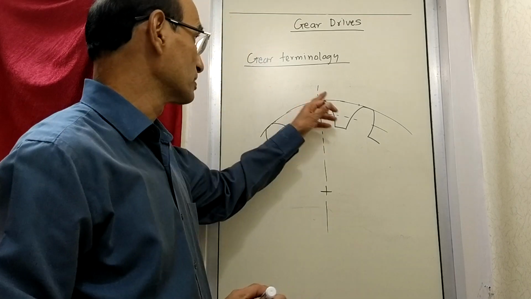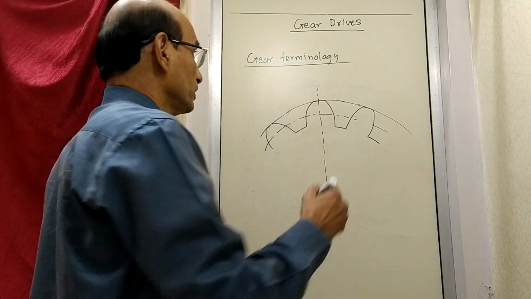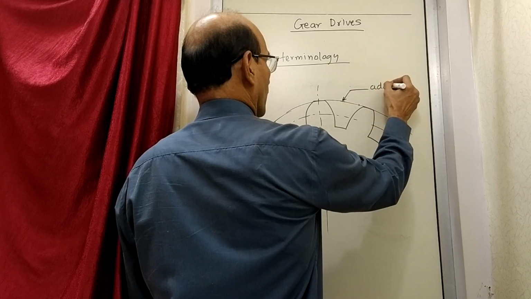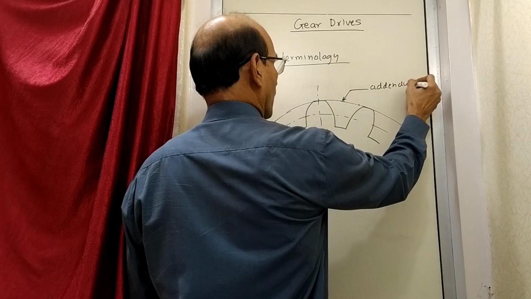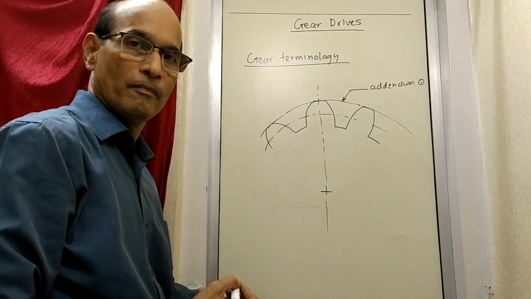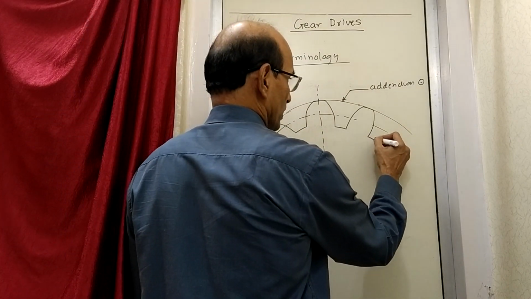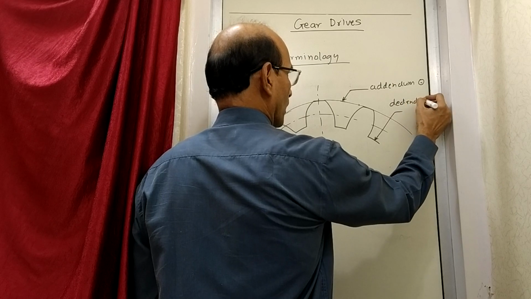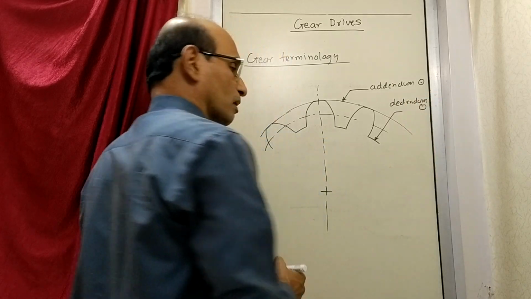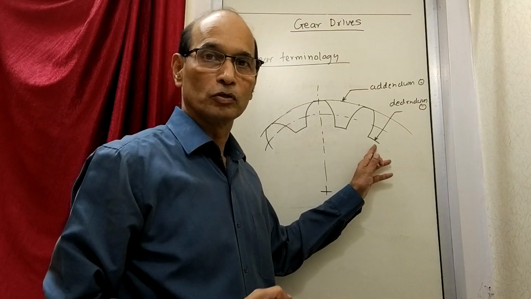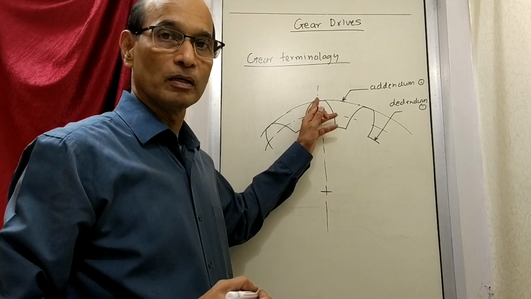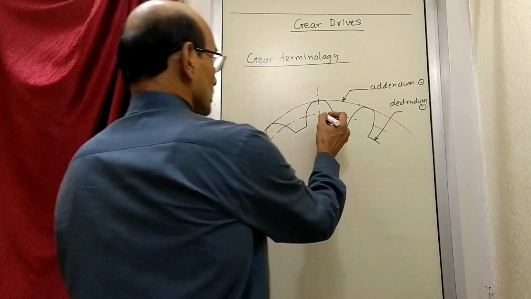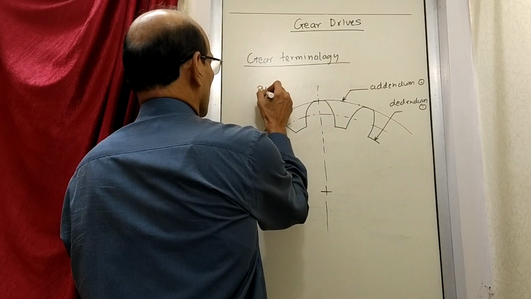Now different circles are involved here. This circle is called the addendum circle. This circle is the dedendum circle. A circle passing through the root of the tooth is the dedendum circle, and a circle passing through the tip of the tooth is the addendum circle. Now this circle is called the pitch circle.